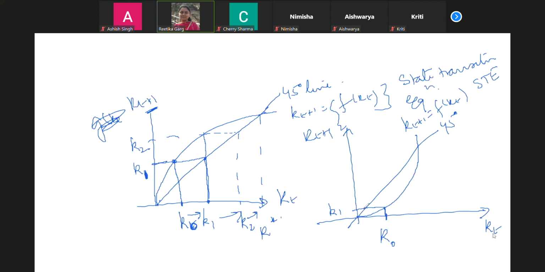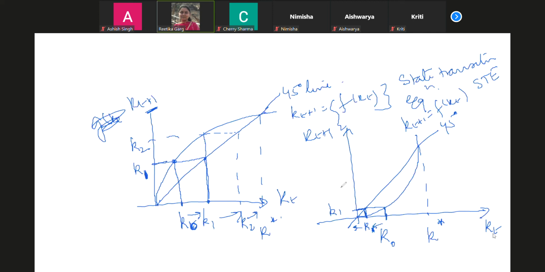This is K1. But now in the next period, this K1 has to be mapped on the 45-degree line. So your K1 is here. Although this is your steady state K star, you're moving away from it. You slowly move away from it if this function is convex. Had it been concave, you would get a stable steady state. So these are all graphical ways of understanding how you would get a stable or an unstable steady state.